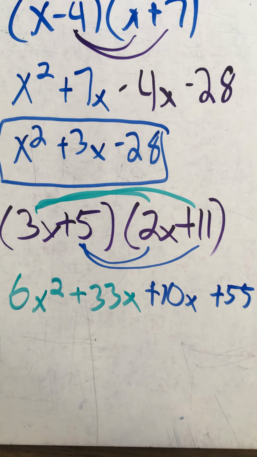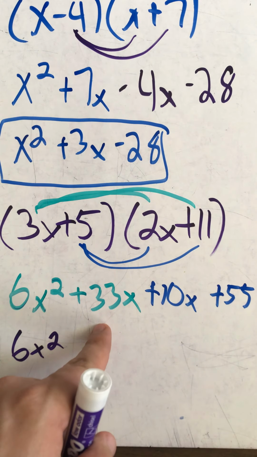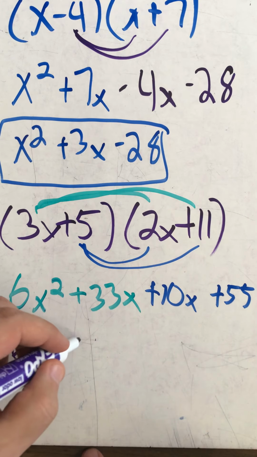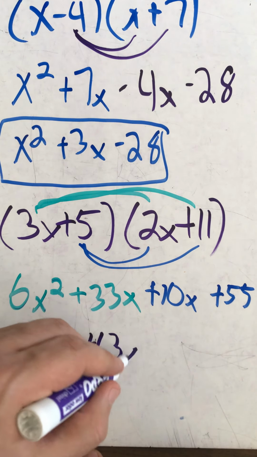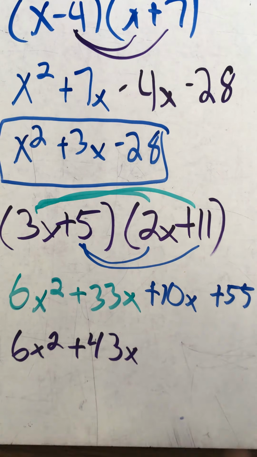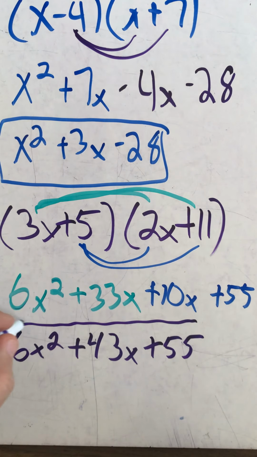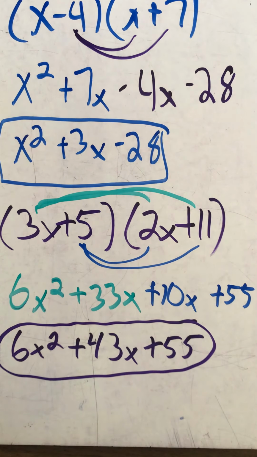Now we just need to combine like terms. 6x squared stays 6x squared. Plus 33x plus 10x, they both have just x. 10 plus 33 is 43. 55 is just 55. So the answer to this one would be 6x squared plus 43x plus 55.